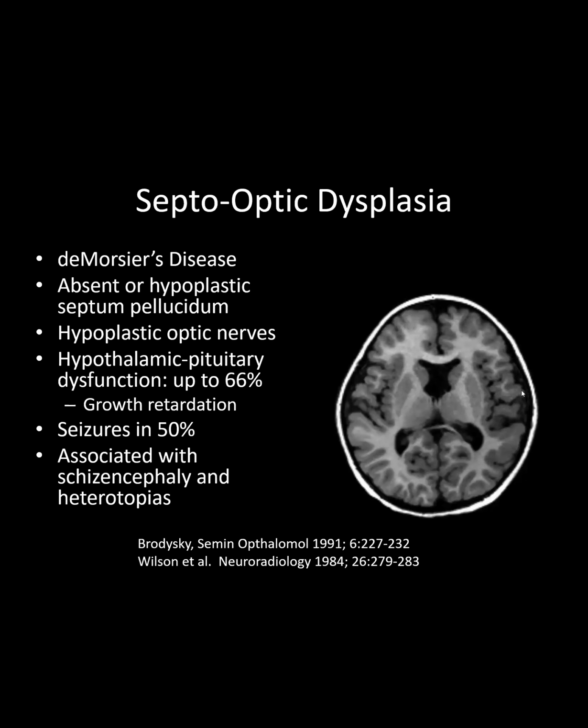So this is another example. This is the same case, and if you look on here, the septum pellucidum is missing. If you're looking at a case and that's missing, that should clue you into this entity or some other issue along the spectrum of holoprosencephaly.